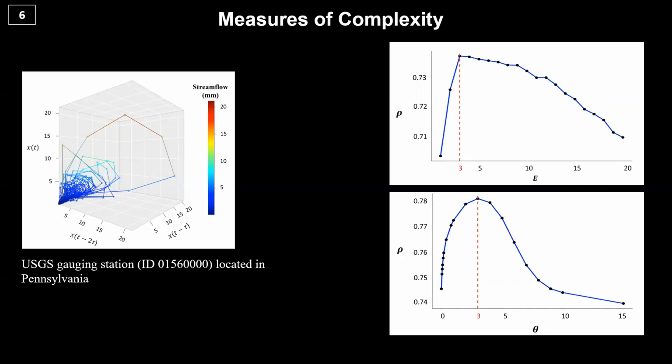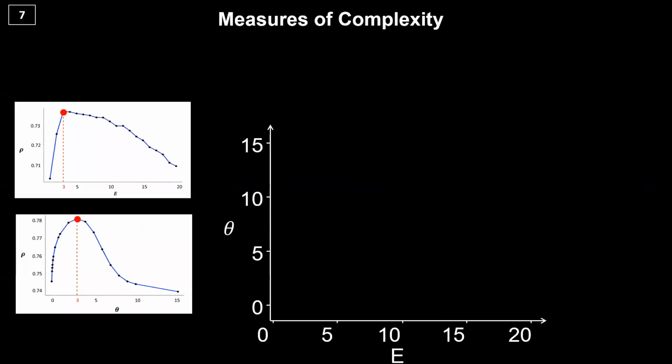In this particular basin, both values of E and theta are equal to 3. Now we can construct a 2-dimensional plane where the horizontal axis represents E, the number of active degrees of freedom, and the vertical axis represents theta, the nonlinearity index. And we can take the 2 values we estimated in the previous slide and map them into this 2-dimensional plane.